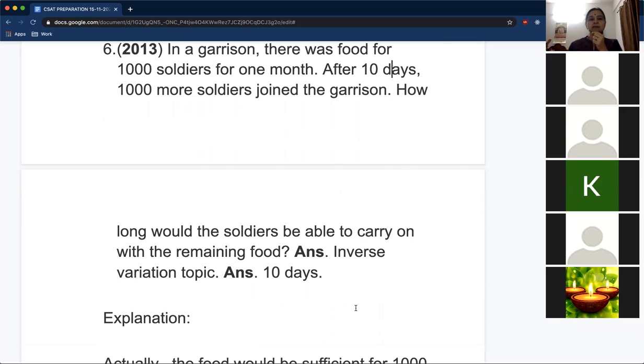All right. In a garrison, this is also proportions only, the variations. There was food for 1,000 soldiers for 1 month. After 10 days, 1,000 more soldiers joined the garrison. How long would the soldiers be able to carry on with the remaining food?